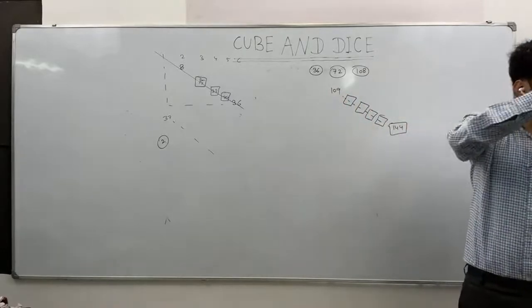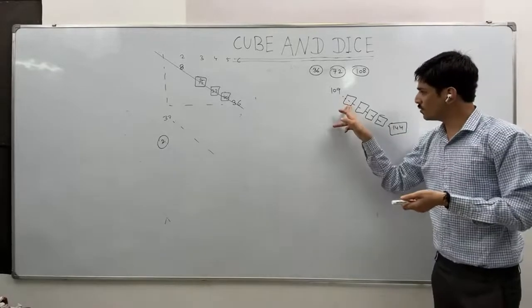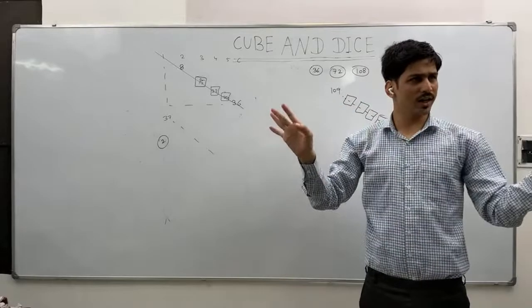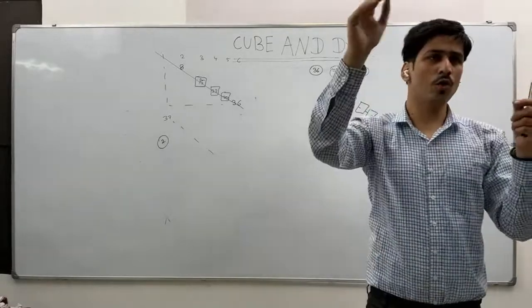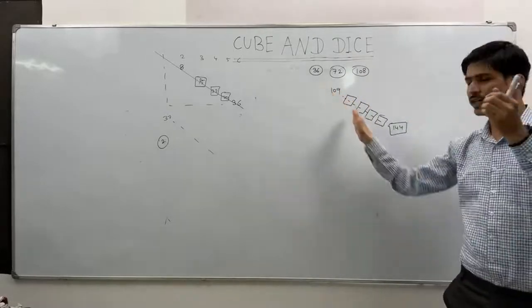It means I told you, if you are moving diagonally, then what you are supposed to add? 7. Then again 7, 7, 7, and 7. So you can easily find. This one is clear, right? It means if they ask any of the row, what you are supposed to do, you first find the corner number, right? Then you start adding 7, you will get all the numbers.